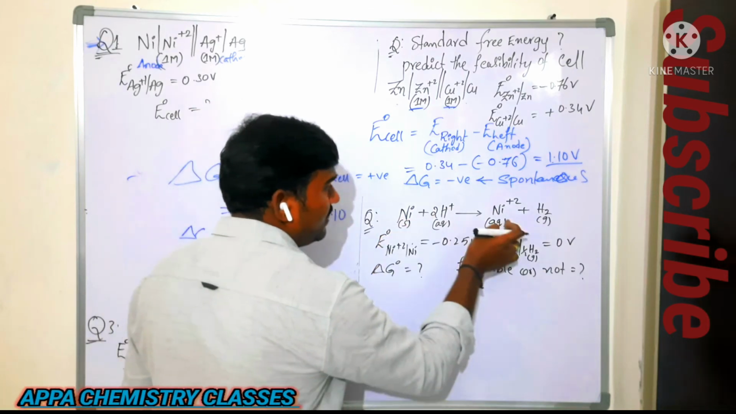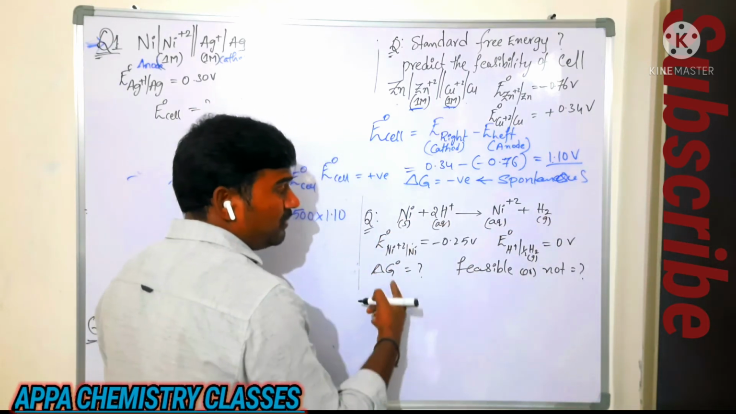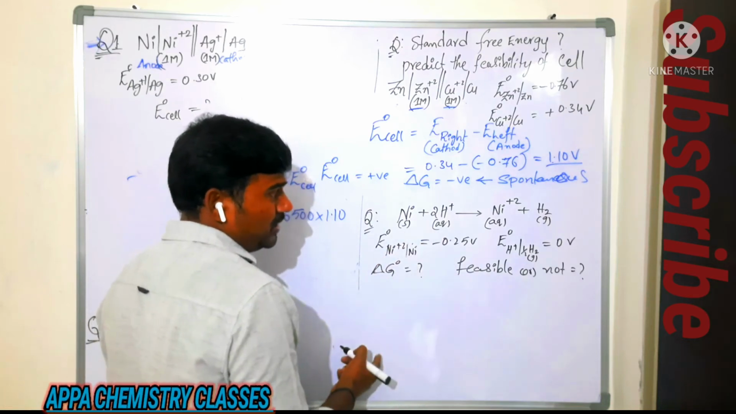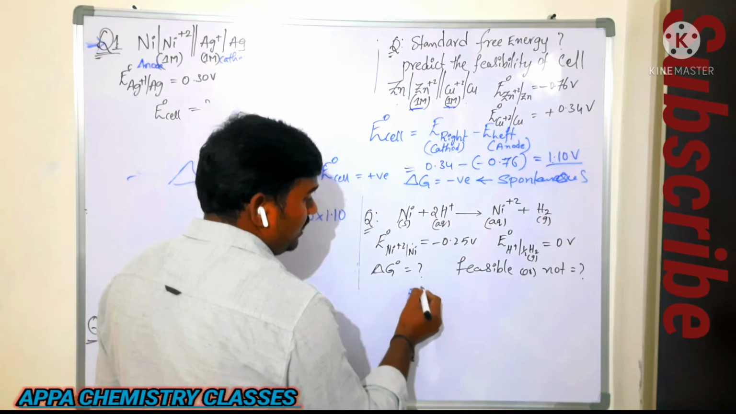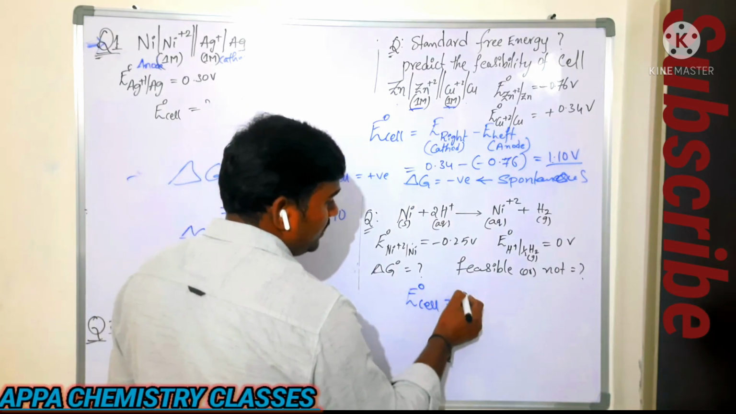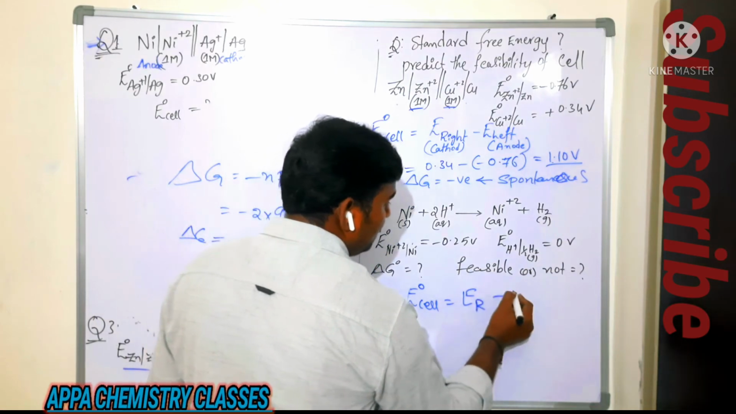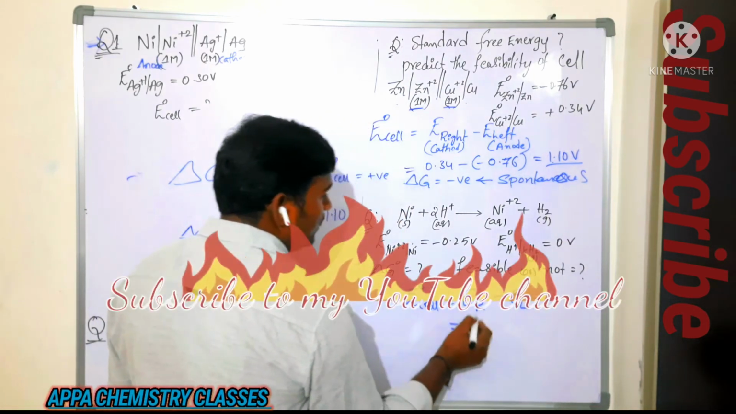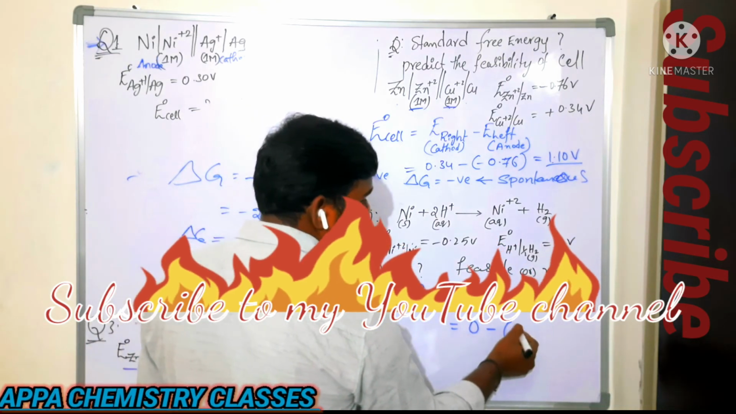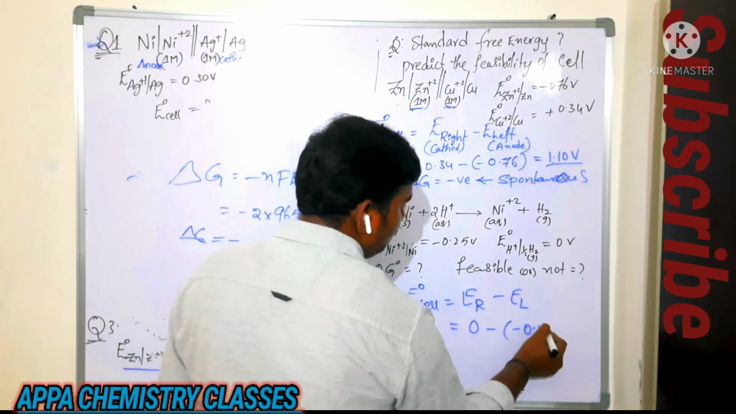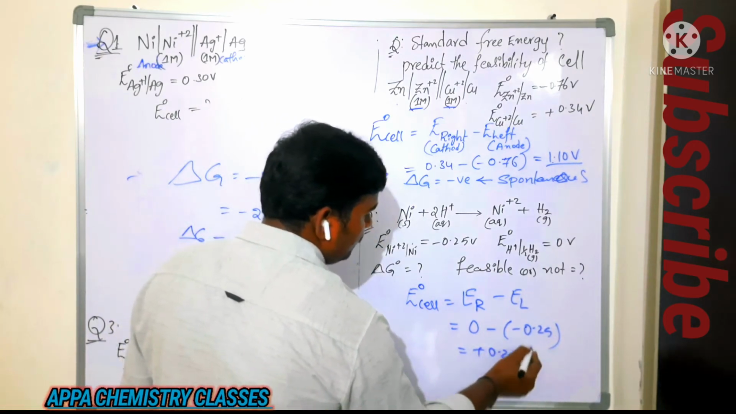Now you see in this case, nickel is oxidizing and hydrogen ion is reducing. That is, nickel electrode is undergoing oxidation. So hydrogen is undergoing reduction. So first we will calculate E naught cell, that is, they have given the reduction potential, that is E right minus E left. E right is the cathode, that is 0 minus of minus 0.25. So that is plus 0.25 volts.